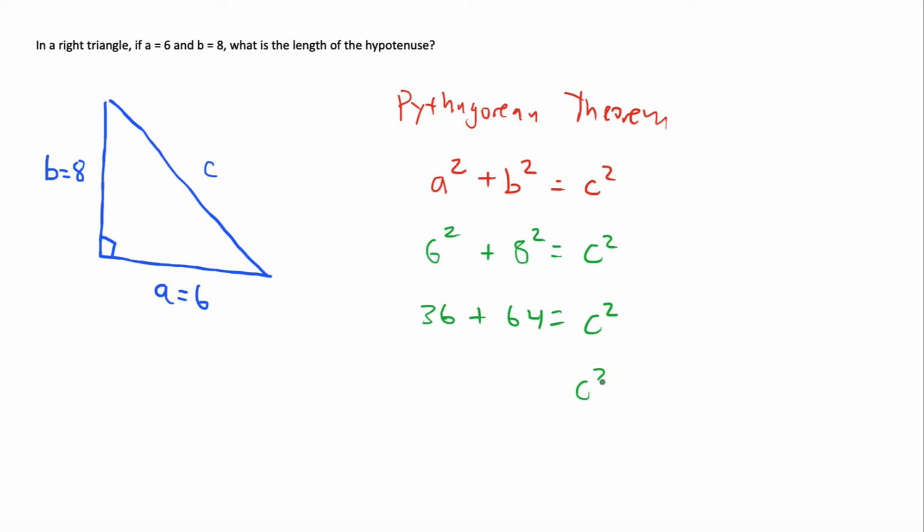So we get here that C squared is equal to 100, which means that C is the square root of 100. Using your calculator, or if you just know what the square root of 100 is, in this case, C is equal to 10. So that's going to be the answer here. Using the Pythagorean theorem, the length of the hypotenuse is going to be 10.